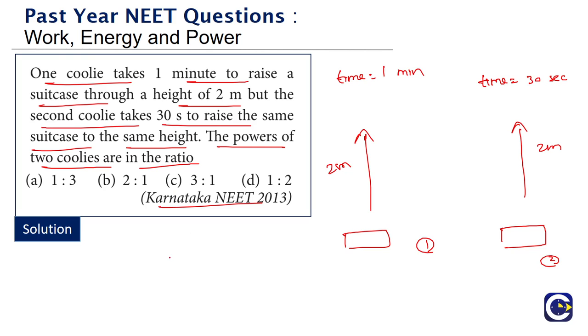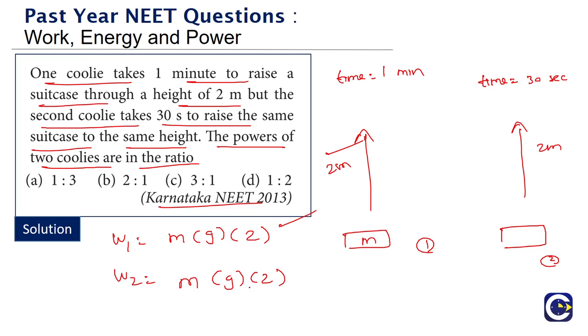See, where is this power concept coming from? Say for example, the suitcase is having a mass m. We are raising it through a height of 2 meters. So what is the work done by the first coolie? Mass of suitcase into acceleration due to gravity into height. So to lift it through a height of 2 meters, he will have to do work of mgh, right? Similarly, the second coolie is also raising the same suitcase through the same height, which means in this case also work will be the same. But what is the difference? In this case, the time is 1 minute, means 60 seconds. Here time is 30 seconds. The difference is in terms of time.